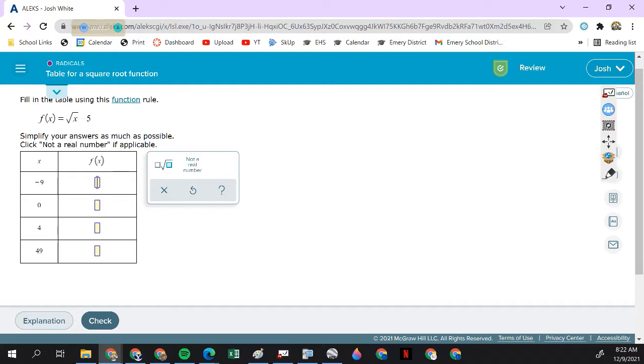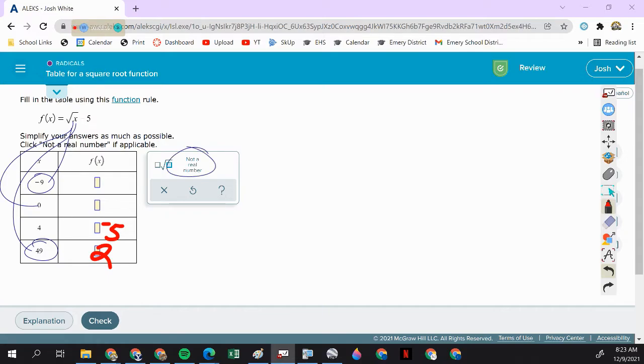So you're going to plug in whatever that x value is. And sometimes when you plug in the x value, it doesn't work. So if I put a 49 in there, the square root of 49 is 7, and 7 minus 5 is going to be 2. If I plug in 0, the square root of 0 is 0, minus 5 is negative 5. But when I try to plug in negative 9, the square root of negative 9 is an imaginary number. So that one, you're supposed to click the "not a real number" option.